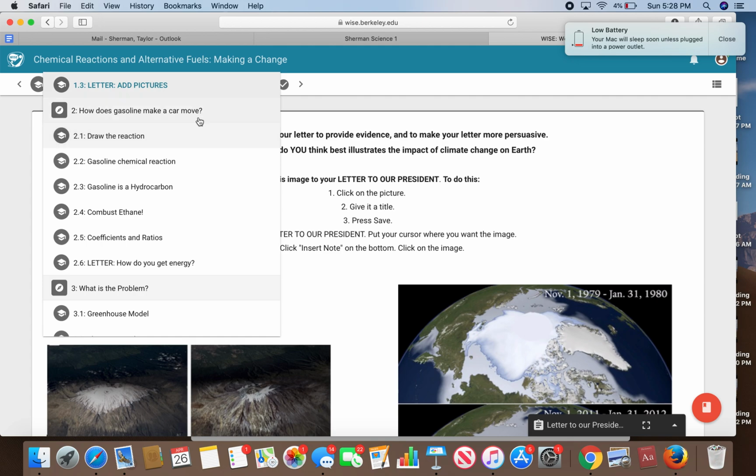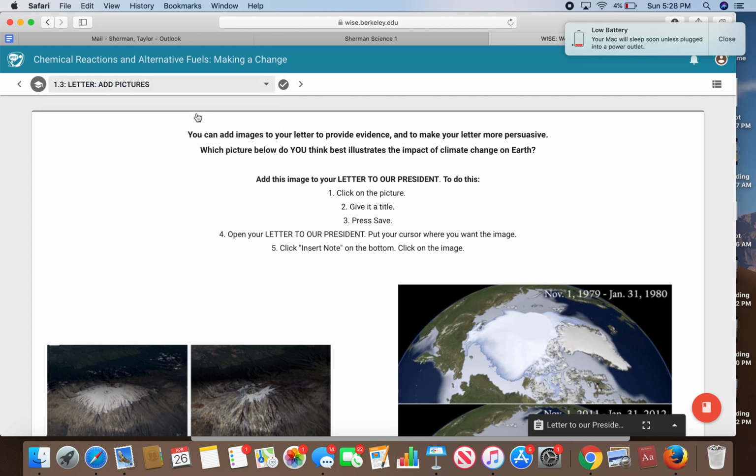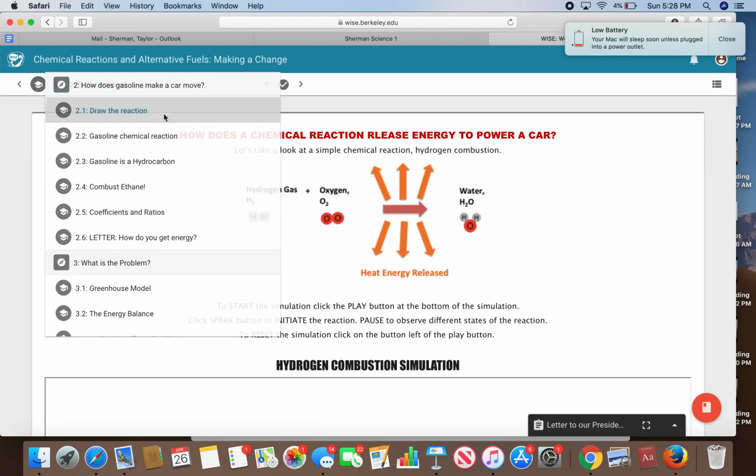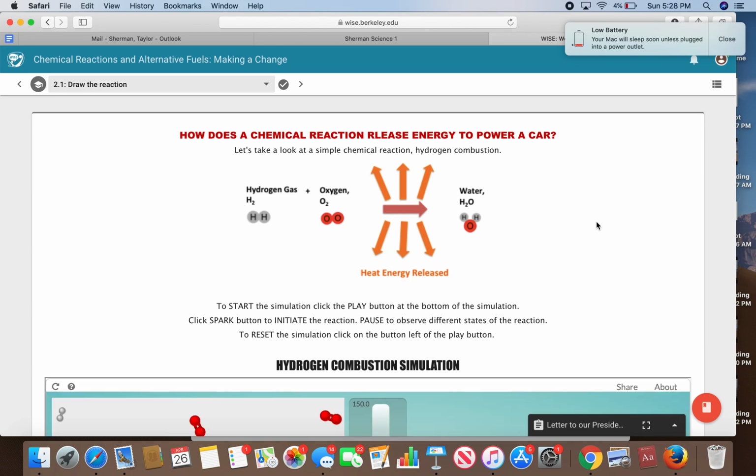That was just kind of the introduction, but this next part is going to be extremely, extremely important. So let's go ahead and go to 2.1. I really want to make sure that we're all understanding this. All right, so how does a chemical reaction release energy to power a car? It's a pretty good question, I think. So we're going to start off with hydrogen and oxygen. We're going to start off with two gases, and then we're going to end up with a liquid somehow.